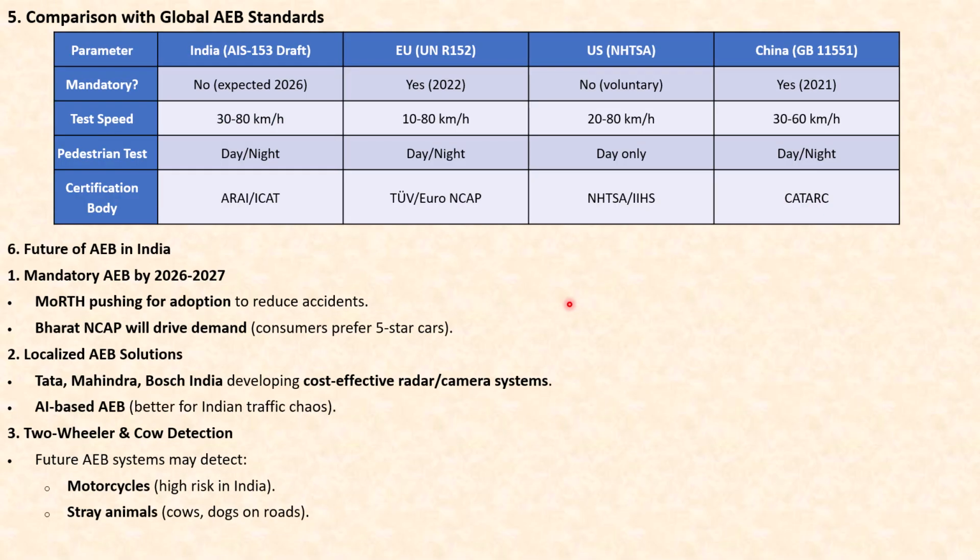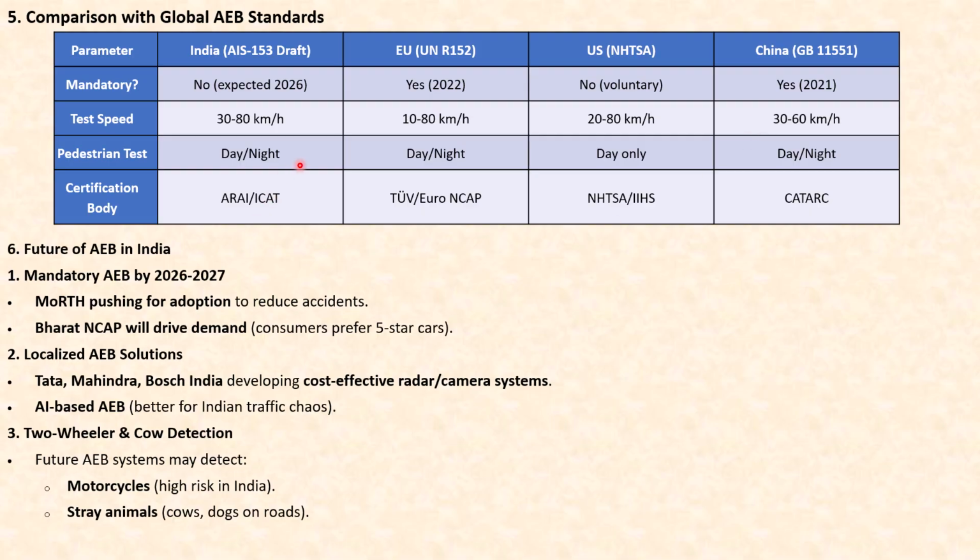Now when compared to the global standards, we will see the various parameters, whether it is in India or Europe or US and China. As of now it is not mandatory in India, in Europe it is mandatory, in US it is not mandatory, and in China it is mandatory. In India, test speed is 30 to 80 km per hour. In Europe, it is 10 to 80 km per hour, in US, it is 20 to 80 km per hour, and China 30 to 60 km per hour.